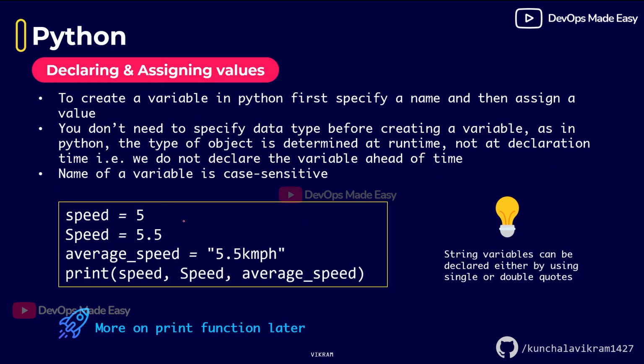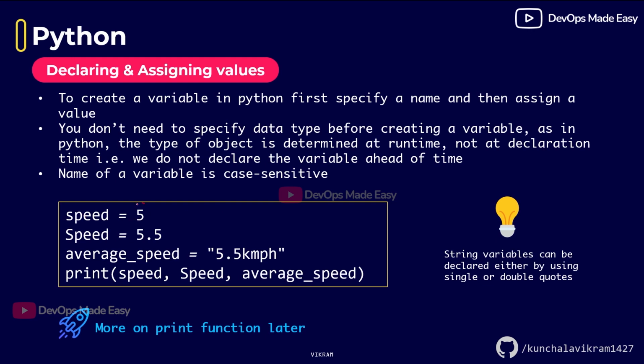Now how do you declare and assign a variable? So you declare a variable, it is speed, and assigning the value, it is 5. So speed is equal to 5. This is different for different programming languages. Here, I'm just saying speed is equal to 5.